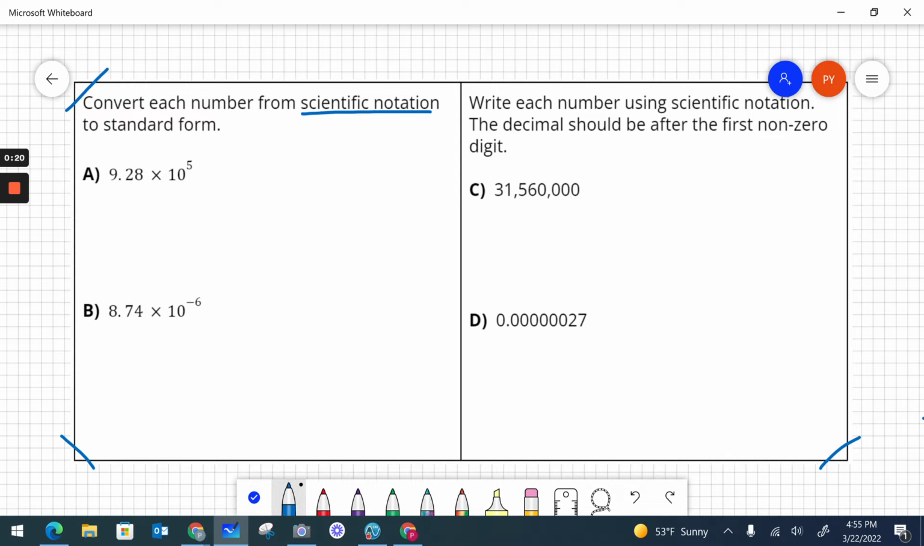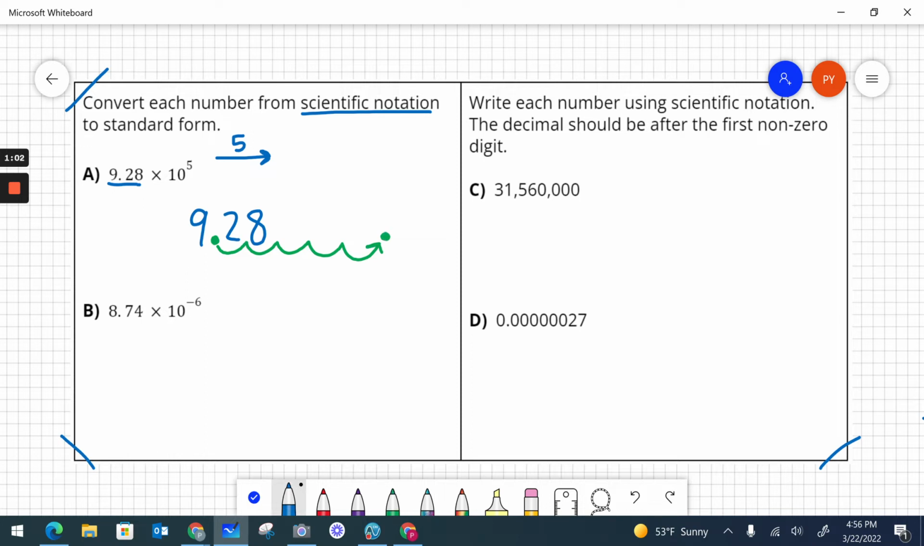So to rewrite this in standard form, which is the normal way that we usually write numbers, I'm going to start with 9.28. And then if that number is being multiplied by 10 5 times, it's going to move the decimal 5 spaces to the right. So let's count that out. So I start with the decimal. 1, 2, 3, 4, 5. And the decimal ends right there.